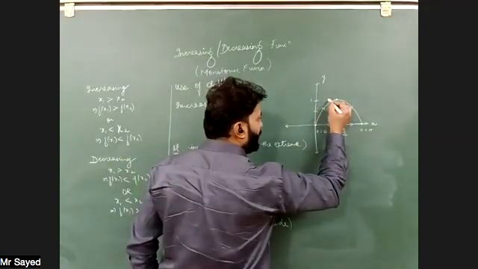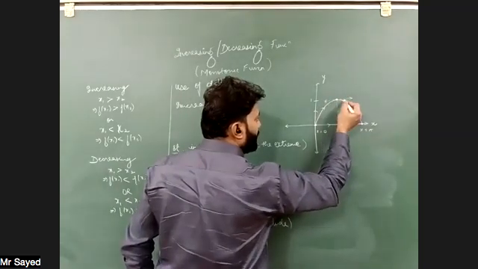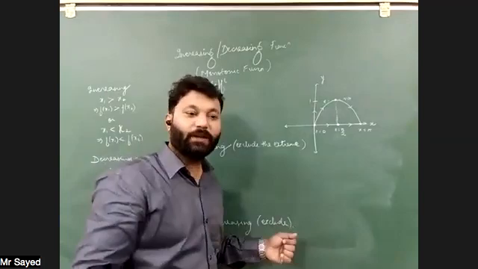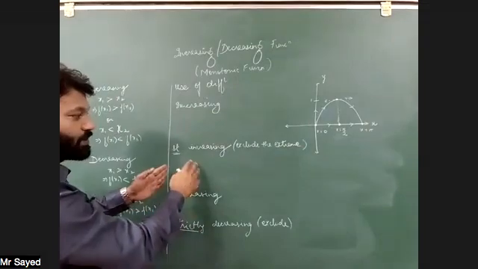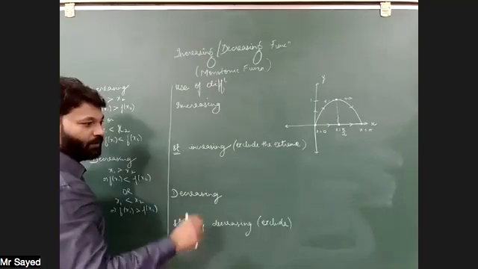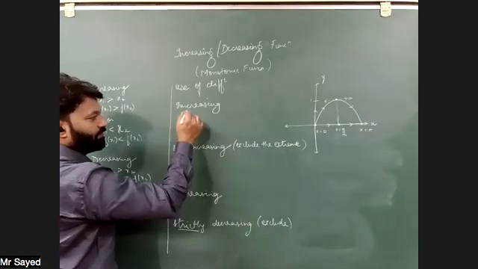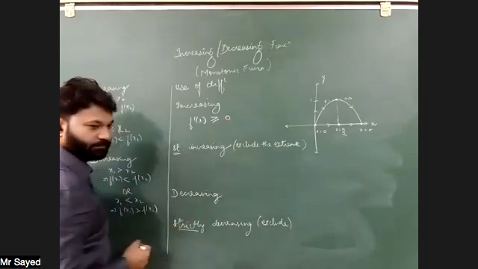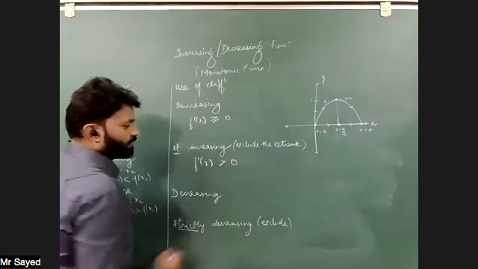If we draw a tangent at this point, the tangent will be parallel to x-axis, and the necessary condition for a tangent to be parallel to x-axis is that its differential should be 0. So if we exclude that condition, it will become strictly increasing or strictly decreasing. To be precise, the summary of whatever we have discussed is only this much: for increasing function, f dash x is greater than or even equal to 0. But for strictly increasing, it will only be f dash x is greater than 0.